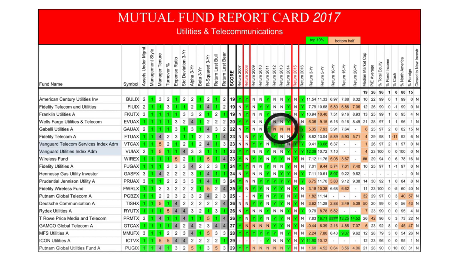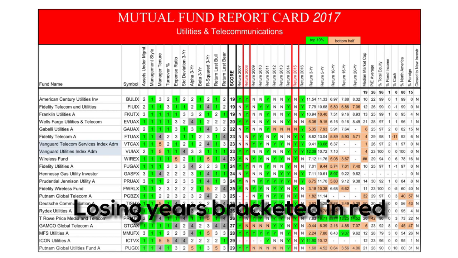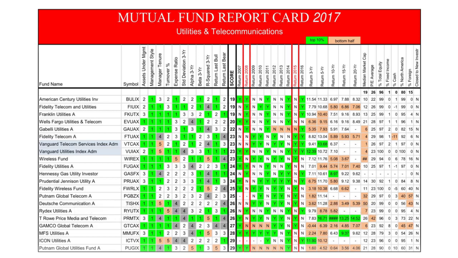You also notice that some years are typed in red, and they have a red border around those years, and that is to draw attention to the fact that that was a losing year for the category, and it gives you an opportunity to see that there are funds that will consistently do well in the bear losing years and not do well in the more robust years, and vice versa.